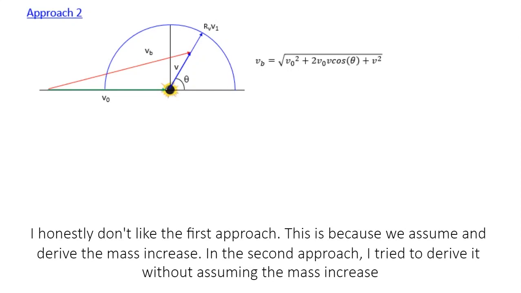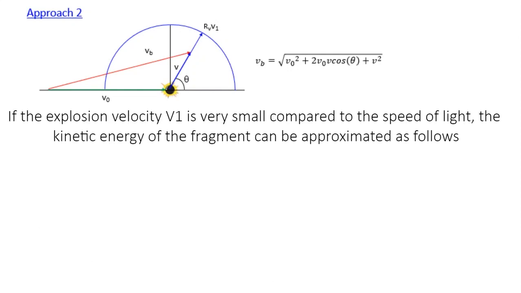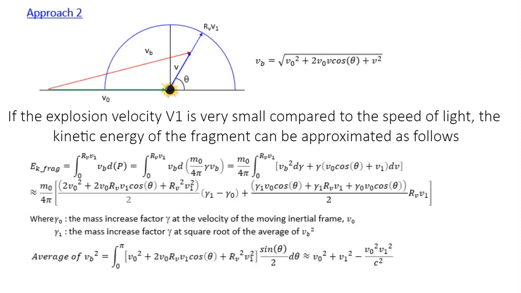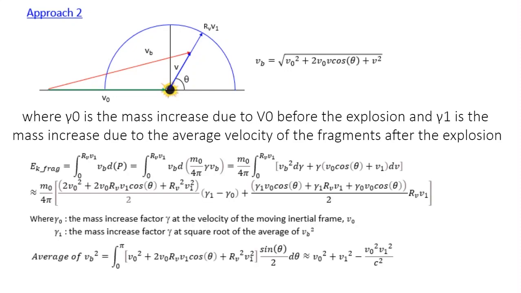This is because we assume and derive the mass increase. In the second approach, I try to derive it without assuming the mass increase. If the explosion velocity v1 is very small compared to the speed of light, the kinetic energy of the fragment can be approximated as follows. Where gamma0 is the mass increase due to v0 before the explosion, and gamma1 is the mass increase due to the average velocity of the fragments after the explosion.